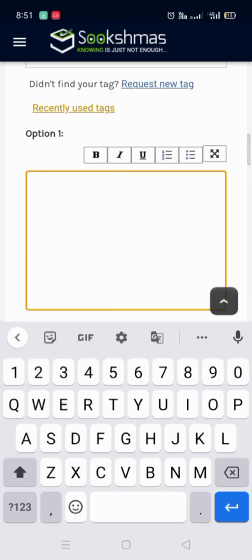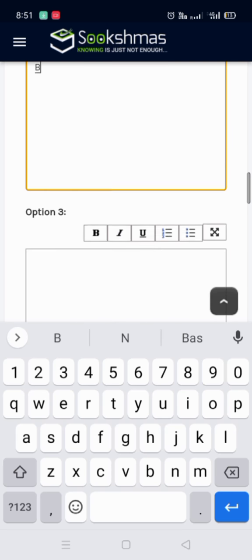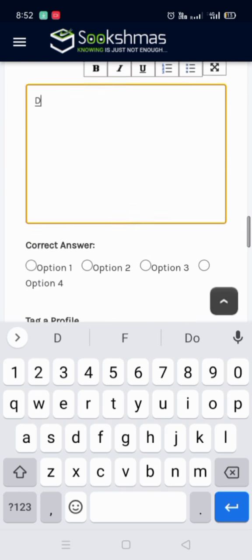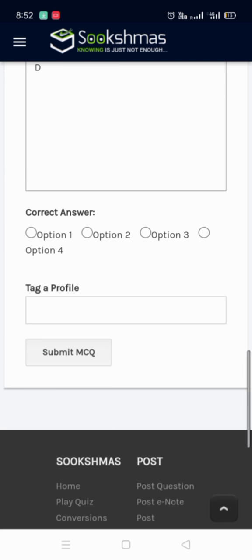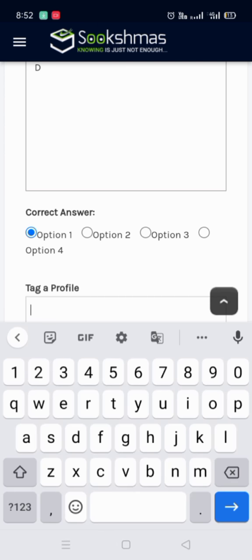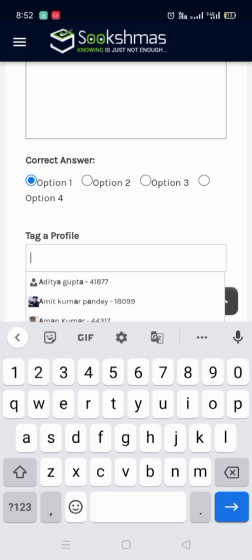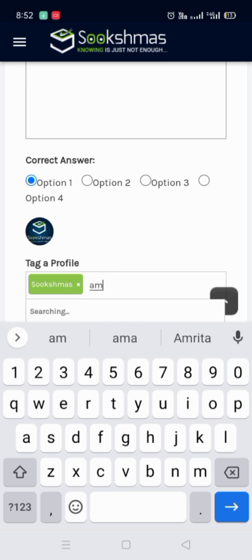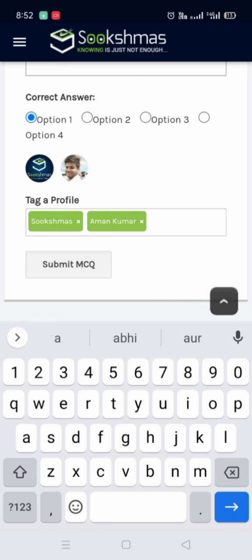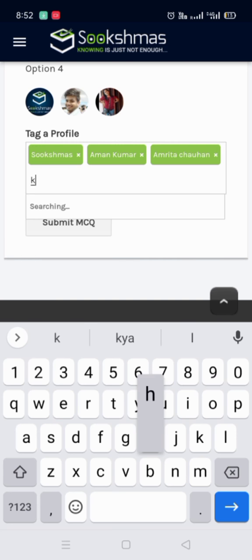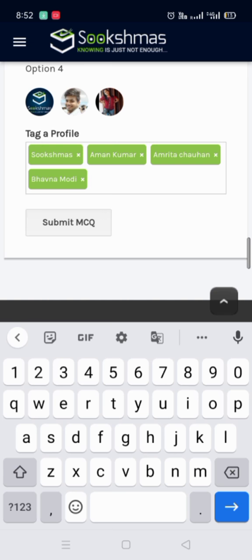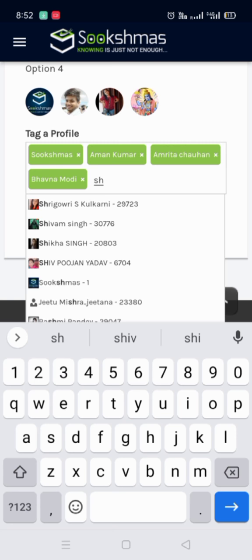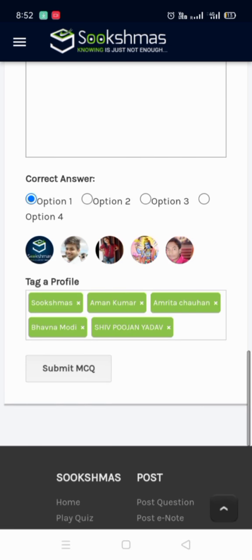The option I have to select over here, the first option will be A, B, C and D. As we saw over here, the correct option is option A, so I have clicked it. I can also tag some profiles, so that they will get a notification that I have posted the MCQ. I can search for friends and tag some of them over here. So I have tagged them, and I will click on the Submit MCQ option.